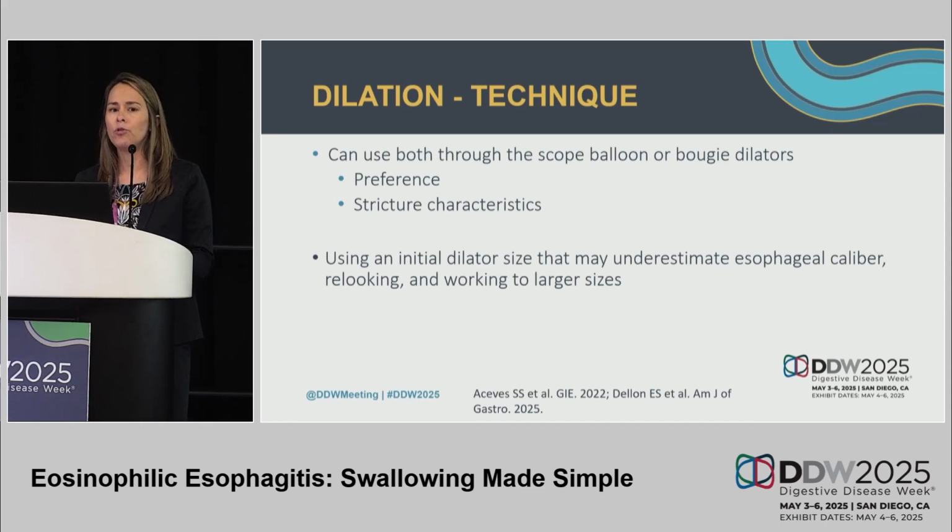But when you use your bougie dilators, you always want to go back and look between dilations because oftentimes you will not have the tactile sense of a significant amount of resistance when you're using bougie dilators. And using an initial dilator size that may underestimate your esophageal caliber and then relooking and then working to a larger size is very appropriate. And so if you're just starting off doing this, I would counsel to take that motto. It's always okay to go lower and then increase your size rather than be too aggressive up front.